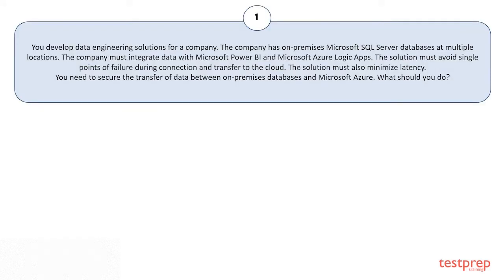The company has on-premises Microsoft SQL Server databases at multiple locations. The company must integrate data with Microsoft Power BI and Microsoft Azure Logic Apps. The solution must avoid single points of failure during connection and transfer to the cloud. The solution must also minimize latency. You need to secure the transfer of data between on-premises databases and Microsoft Azure. What should you do?